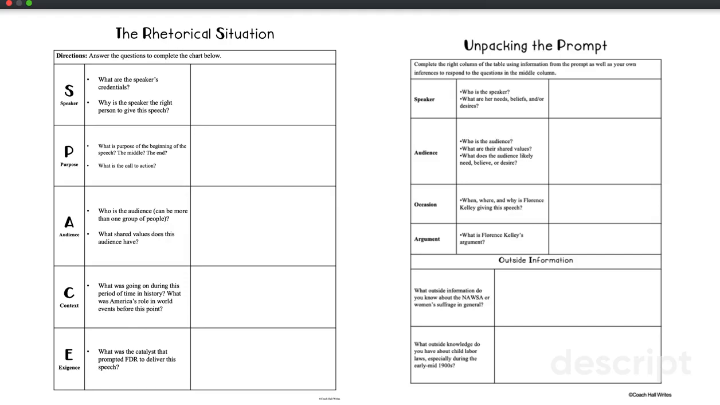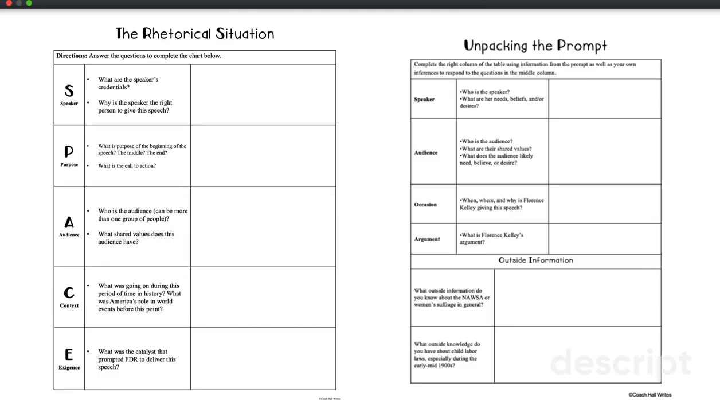And then on the bottom, instead of labeling it context, I just labeled it outside information, but I asked them, what information do they know about the National American Women's Suffrage Association or the women's suffrage movement in general? And there they might tell me about some activists that they know of. They might tell me that they know that women got the right to vote in 1920, so that way I can see what historical background they might know. And then there's another question beneath that as well, asking about child labor. So those are two options.